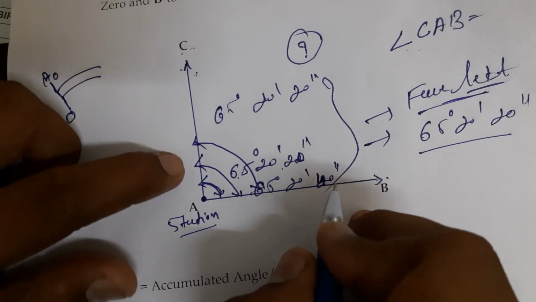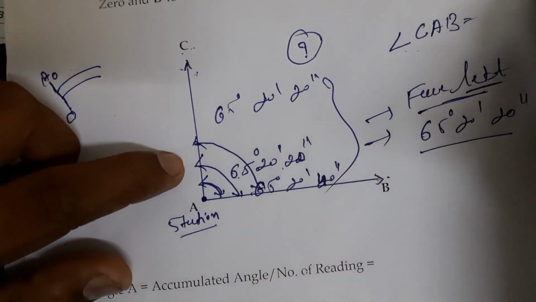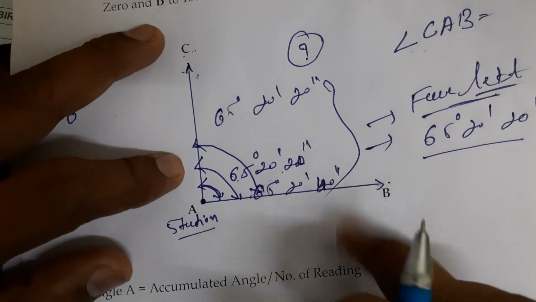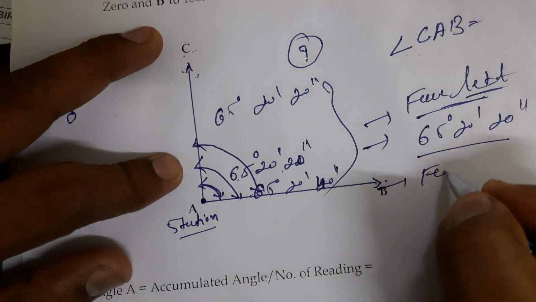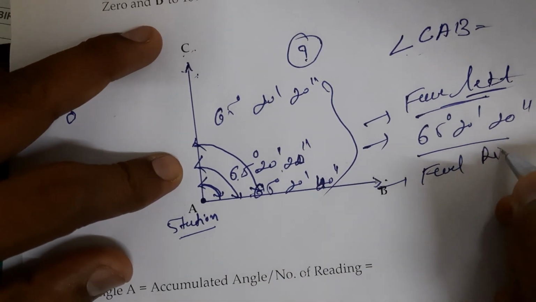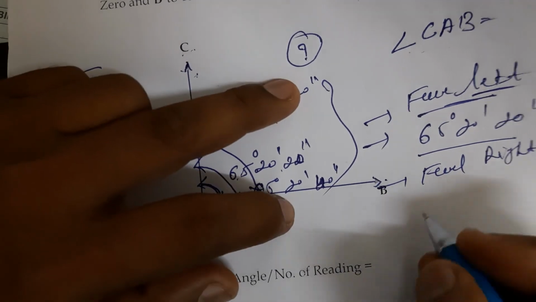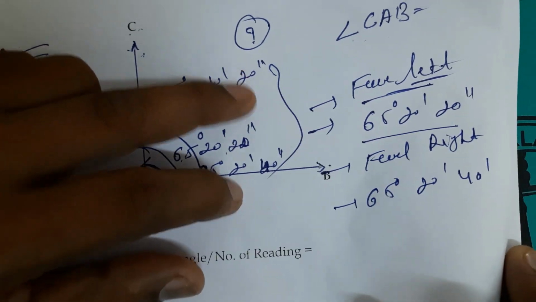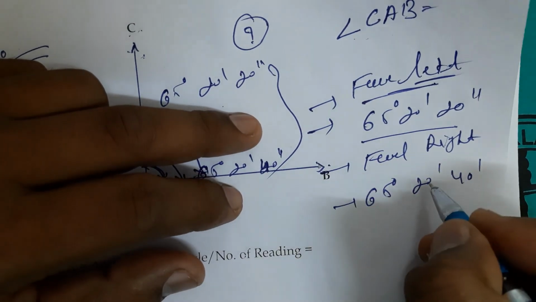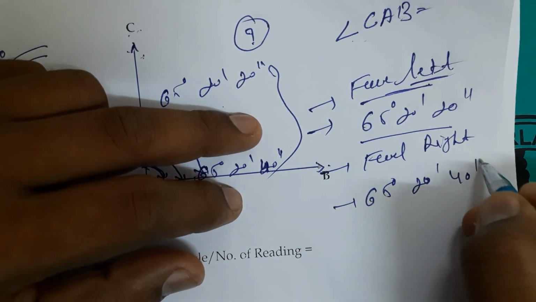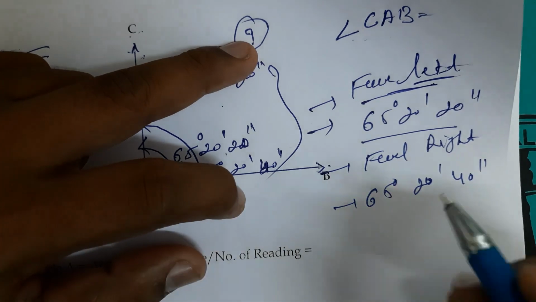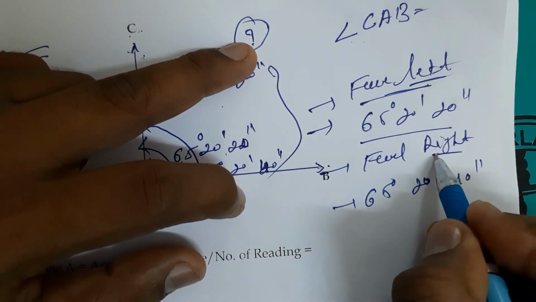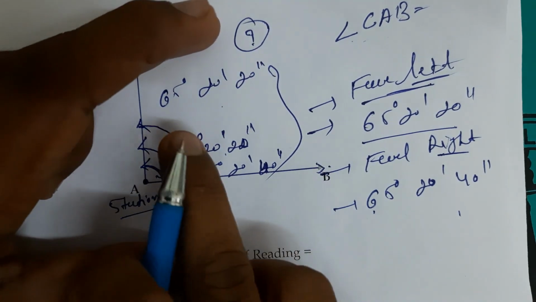We need to follow the same procedure for the right face as well, and find the reading from the right face. So if the right face reading is 65 degrees, 20 minutes and 40 seconds from the face right, this is the average value of these three.